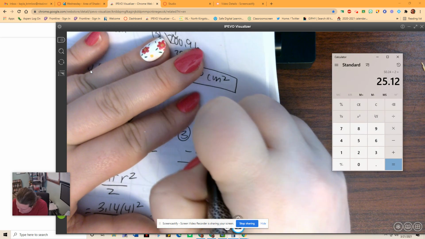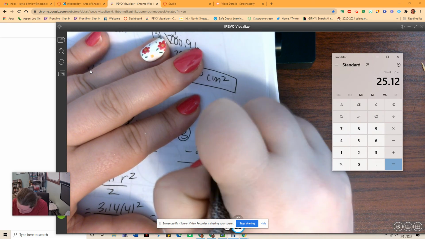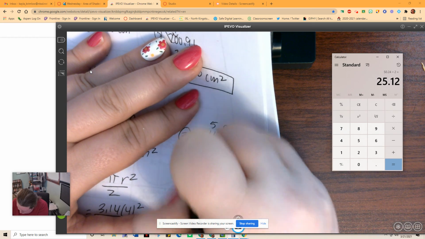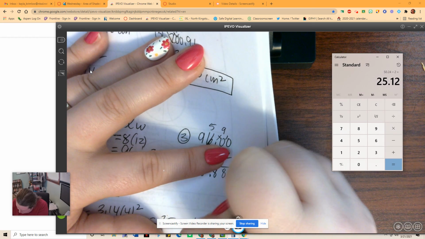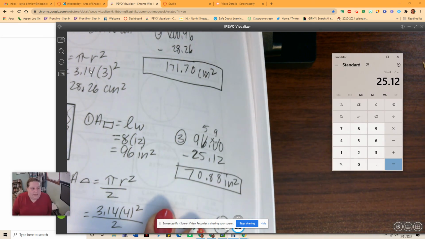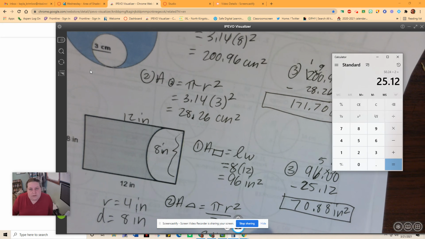Okay. Now step 3, I need to subtract. All right, so I need to do some borrowing. So 70.88 inches squared is my area of just the shaded region.